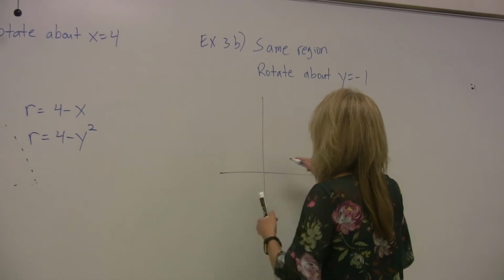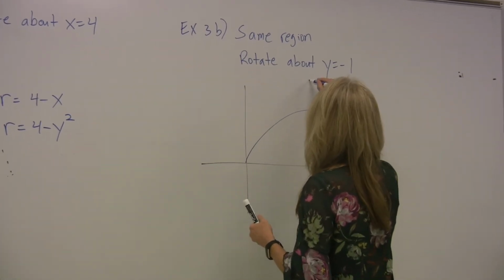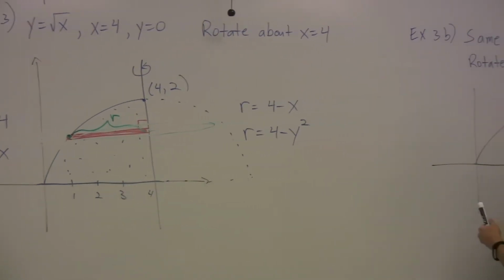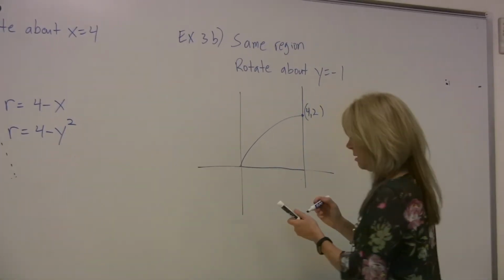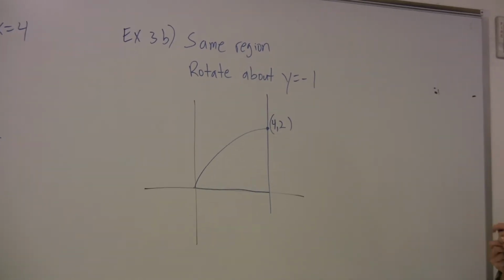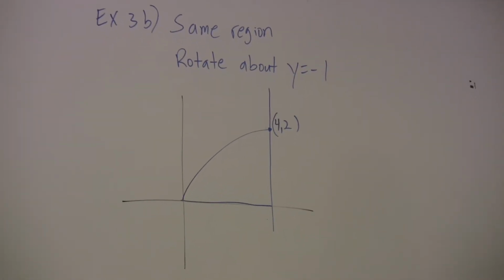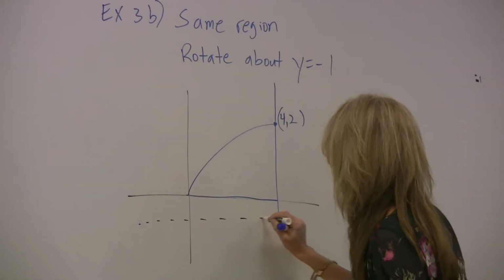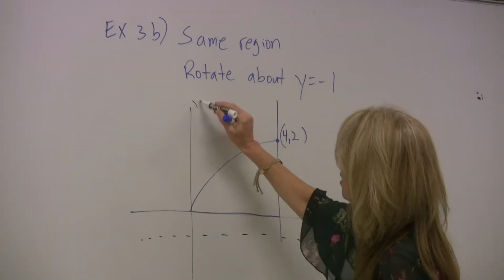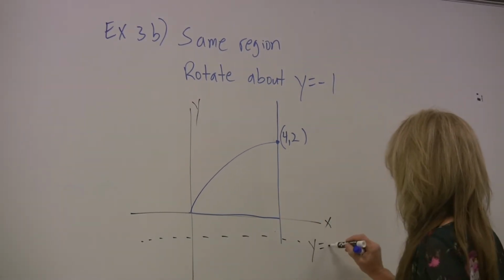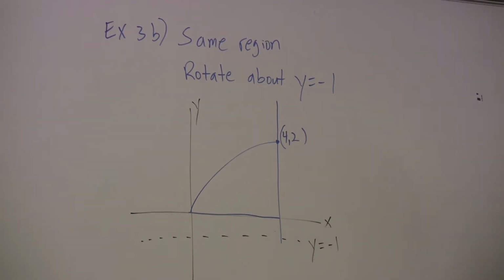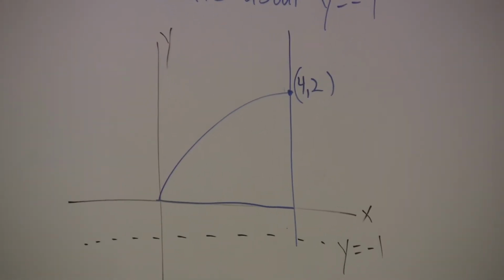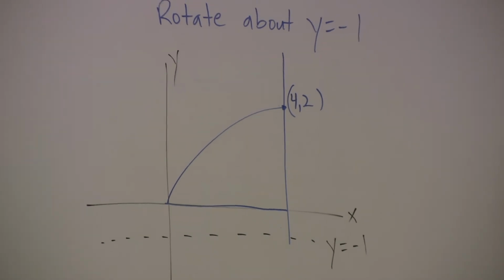So the region hasn't changed. It's still the same region here. Still have this point up here, 4, 2, might as well put it in there while we're at it. And we're rotating that about y equals -1, which is down here. Here's y equals -1. Okay, I just drew the same region and put that -1 in there.